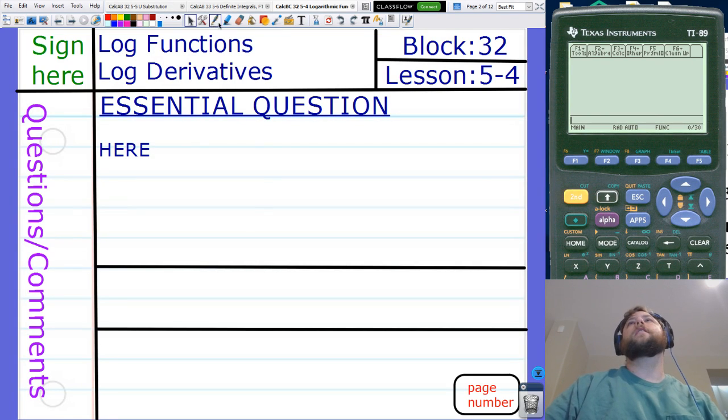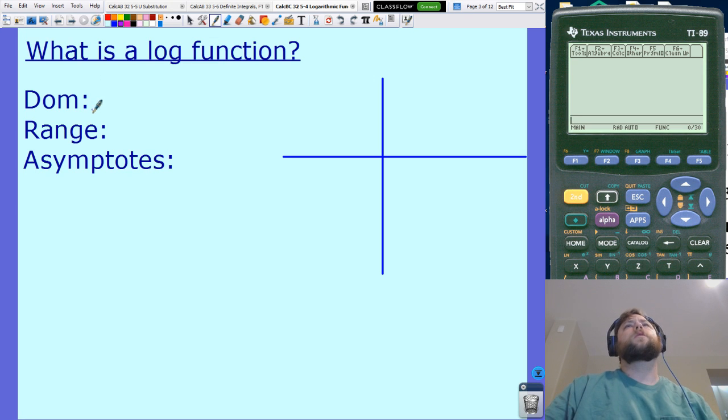Welcome, Calculus BC. This is lesson 5.4, log functions and log derivatives. Let's go. So what is a log function?